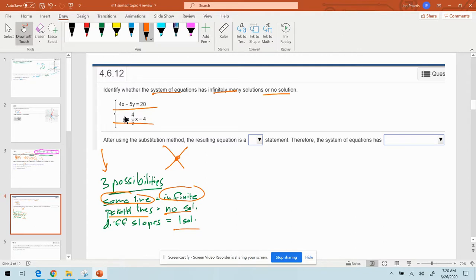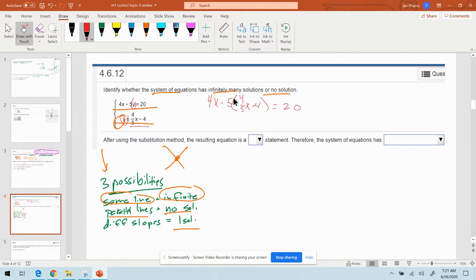So let's see here. This equation looks like it's ideally set up for substitution. So I'm going to take that y value and plug it in right there. So 4x minus 5. But wait, what is y? Y is that right there, 4/5 x minus 4 in parentheses, and then equals 20.